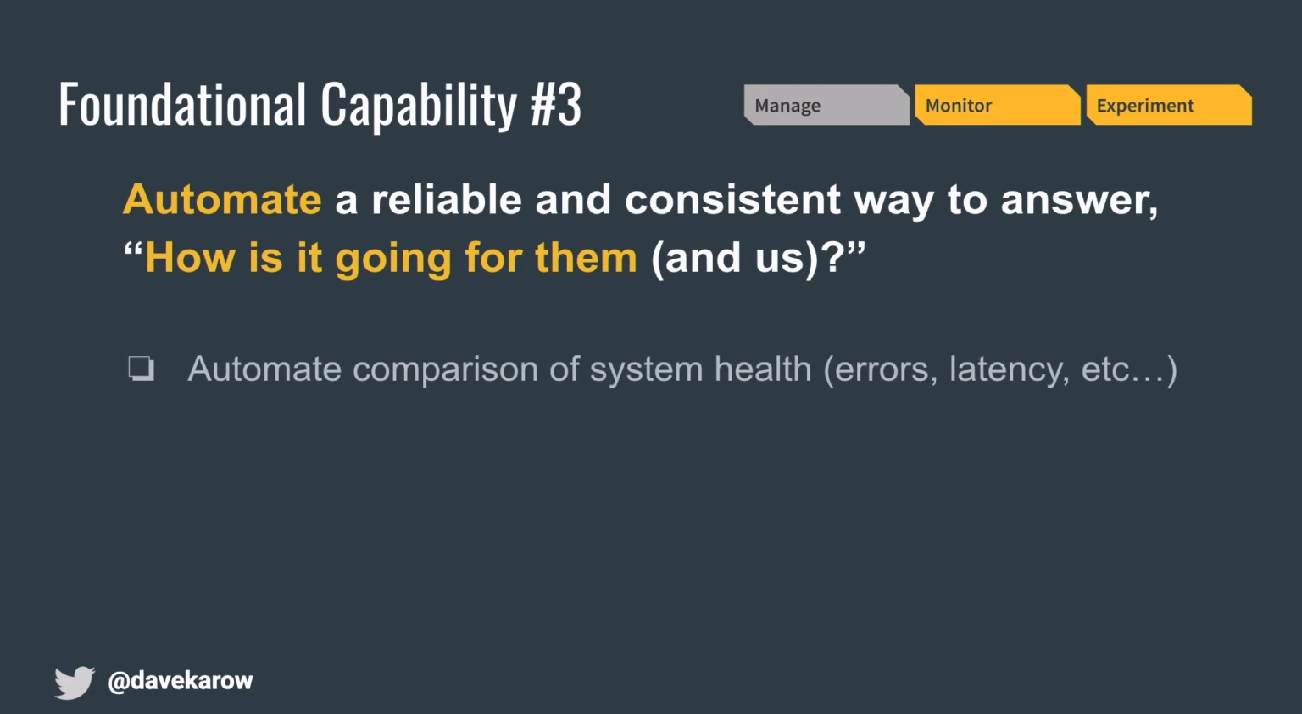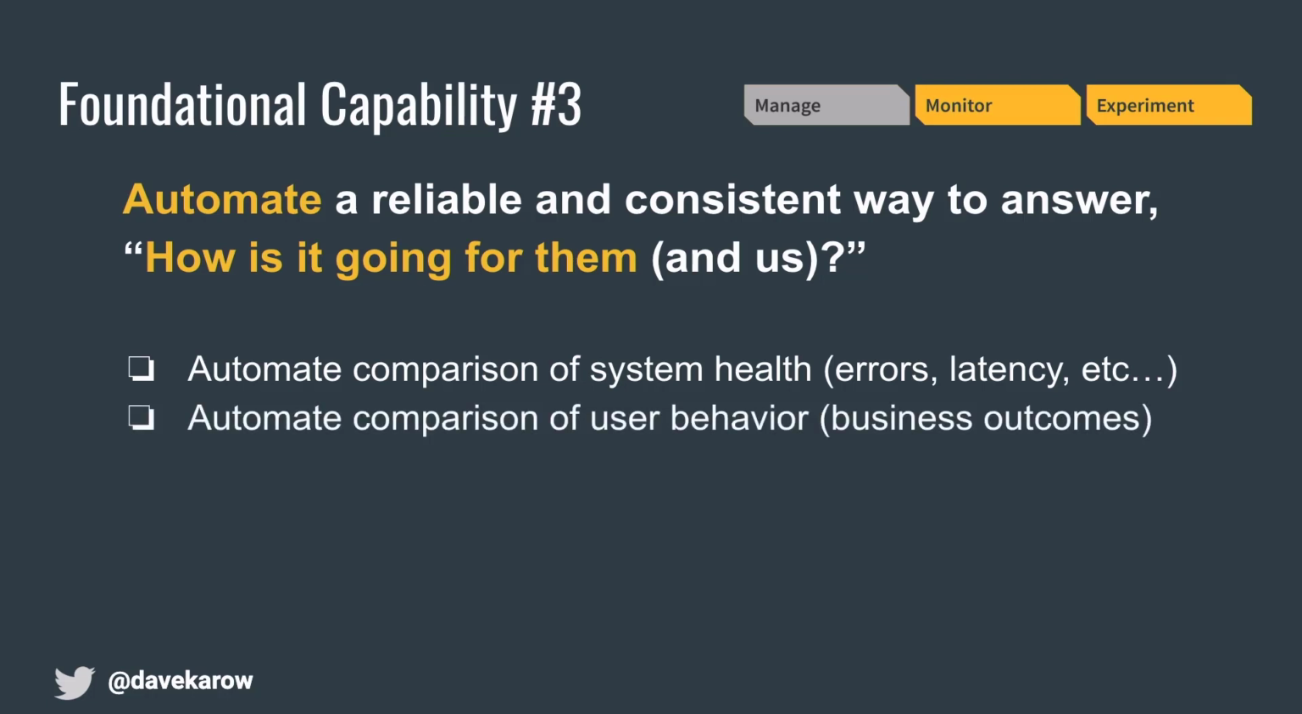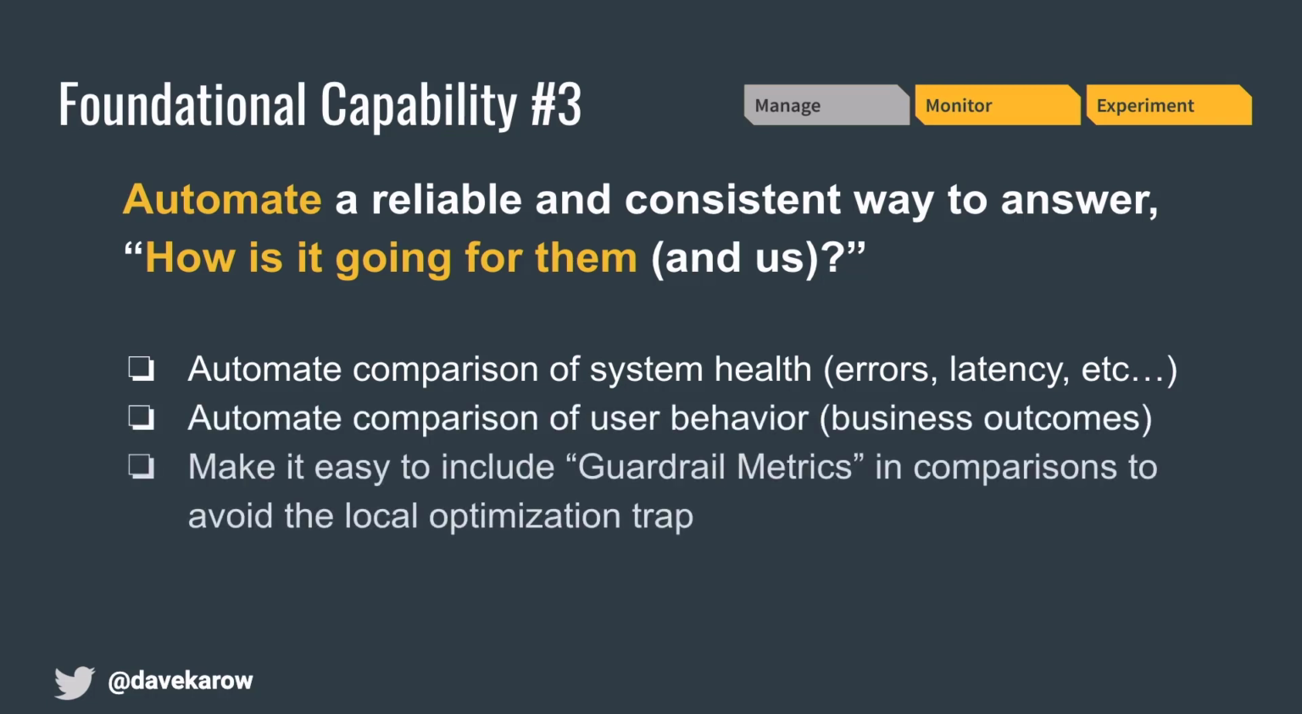I want to be able to calculate the comparison of system health between the people that have it and don't, comparison of their behavior between the people that have it and the people that don't. And I want to make it really easy to have guardrail metrics be automatically calculated so that the developers are saved from the local optimization trap without any extra cycles.